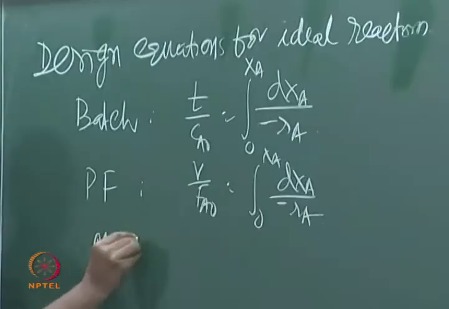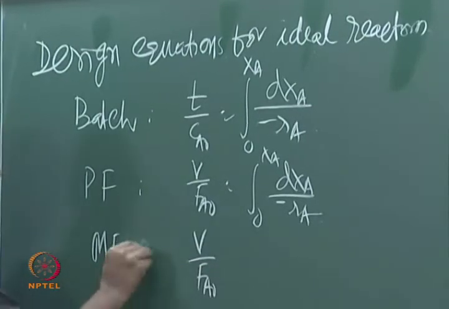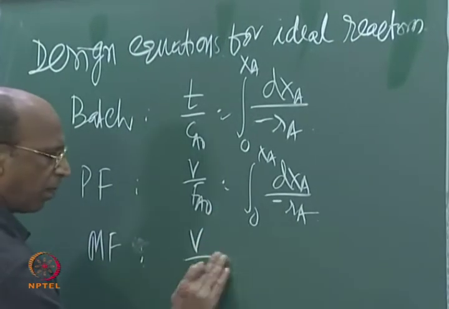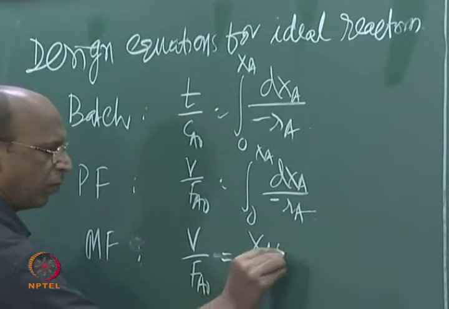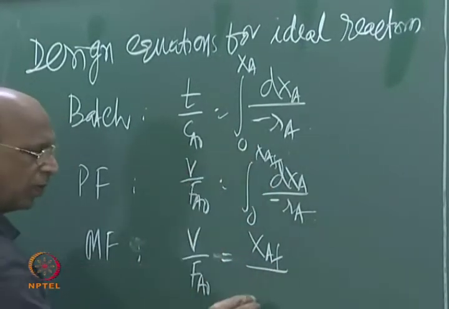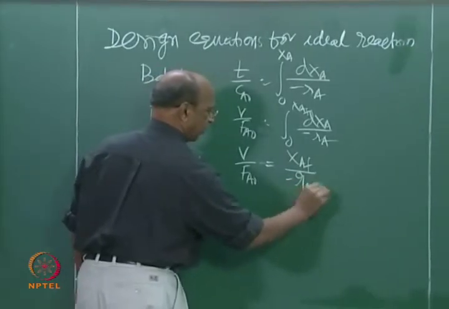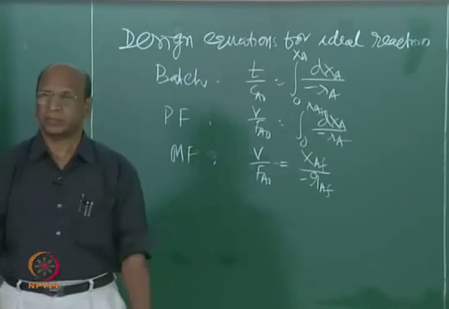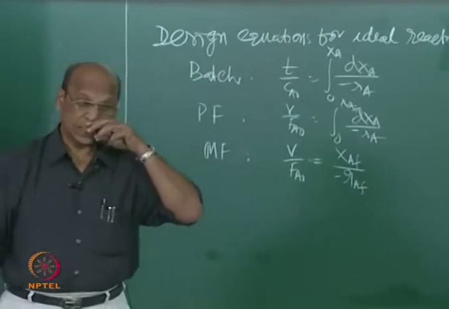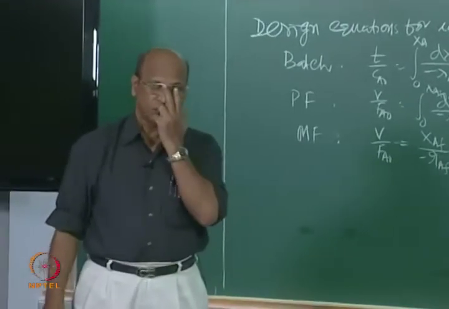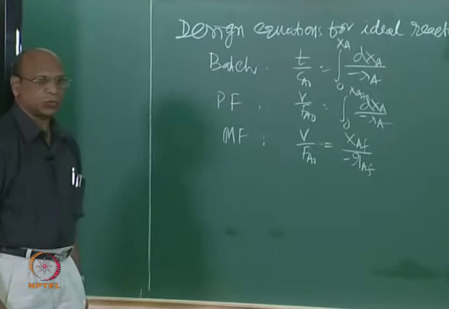MF: V by F A naught equal to x A F by minus R A. To be very precise, I should write minus R A F, because I have written here x A F, because that is the rate corresponding only to the outlet. Okay. So, these are the three equations which we have derived.